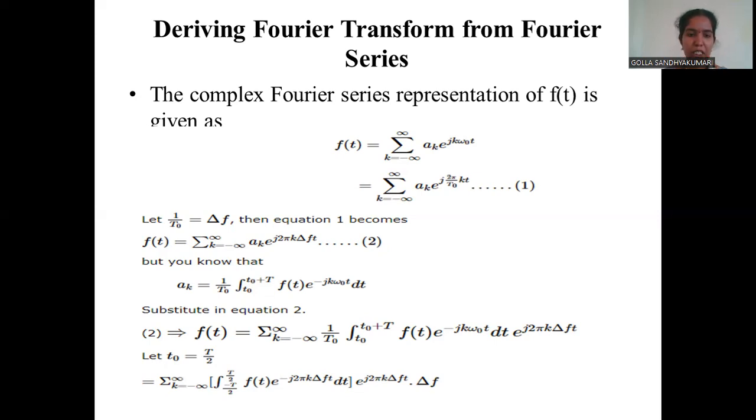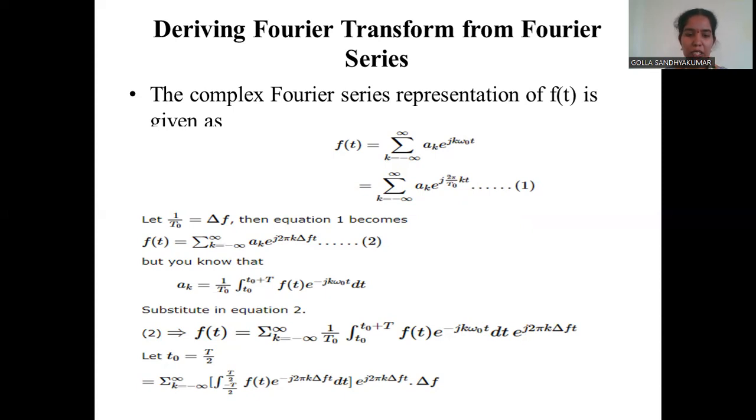Then let 1/T_0 = del f, so it represents 1/T equals the frequency. Just substitute that 1/T_0 in the above equation. f(t) = summation k equals minus infinity to infinity a_k e^(j 2 pi k del f t), which is represented as equation 2.